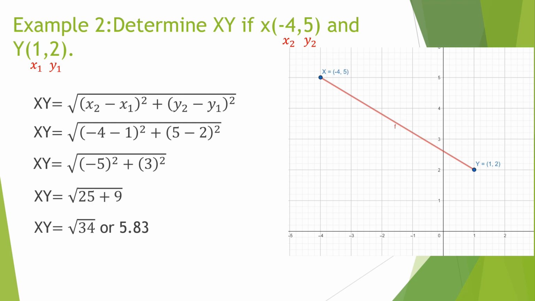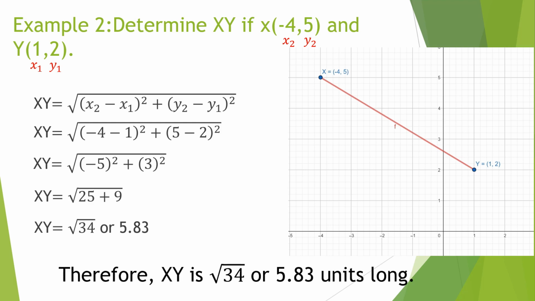The square root of 34 is not a perfect square, and we don't have factors of 34 of which one is a perfect square. So you can have it in radical form or decimal form. That is equal to 5.83. So the distance between X and Y is 5.83 units, or the square root of 34.